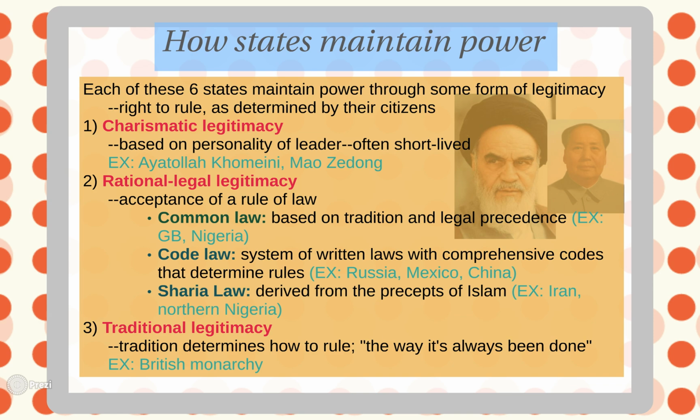There are different ways that states maintain power through legitimacy. Each state has to have some form of legitimacy, some kind of way to maintain their power or right to rule as determined by their citizens. So you can have charismatic legitimacy. This is often where you have a cult of personality. There's some leader that is incredibly charismatic. People are drawn to this person, and it's often a short-lived system because once that person dies or falls out of power, the charisma is gone, and therefore the people's allegiance to the government system is gone.